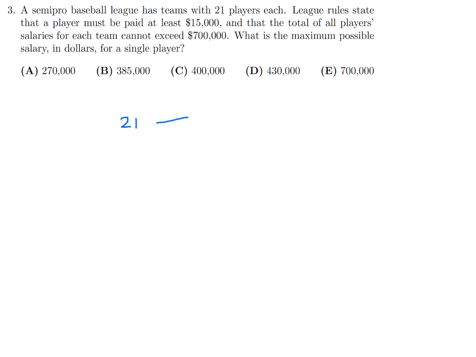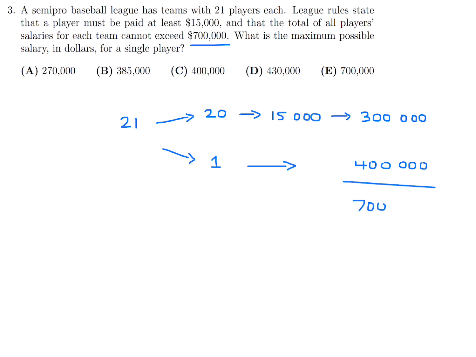21 players. We are going to divide them into 20 players and 1 player. That is going to be the highest paid. So he's like the superstar of the team. So we're going to do extreme case scenarios. So each of these 20 players gets the league minimum, which is a measly 15 grand. So if you multiply 20 times 15,000, those 20 players in total get 300,000. The max is 700,000, so all of the remaining amount can go to the superstar, and that's 400 grand. And as you can see, the total will be 700,000. So number 3, the answer is C.